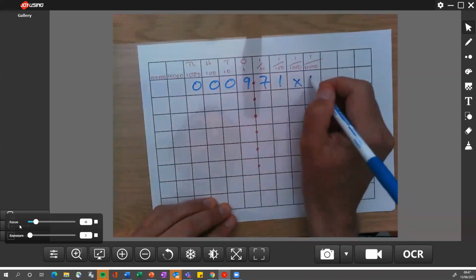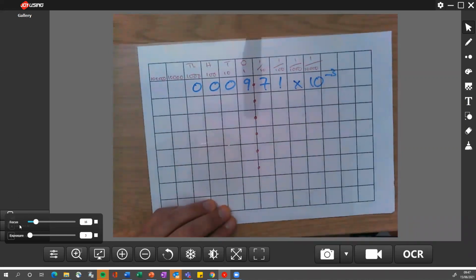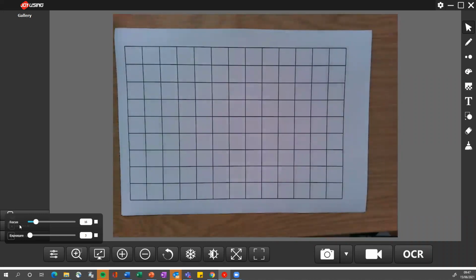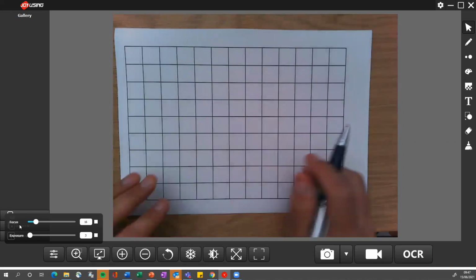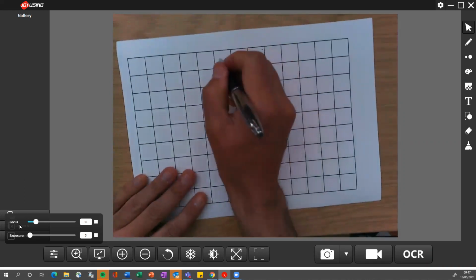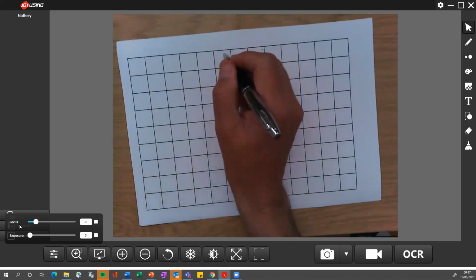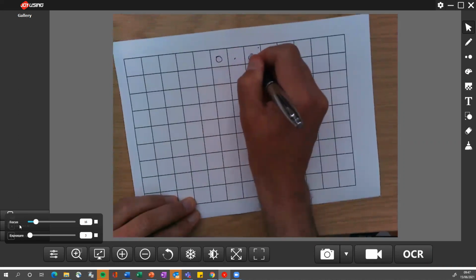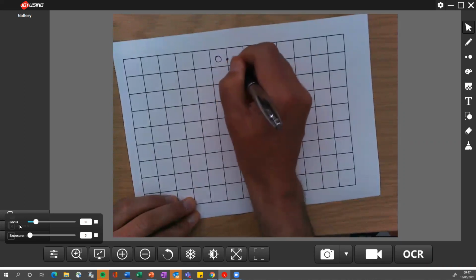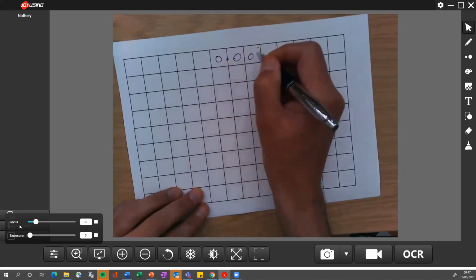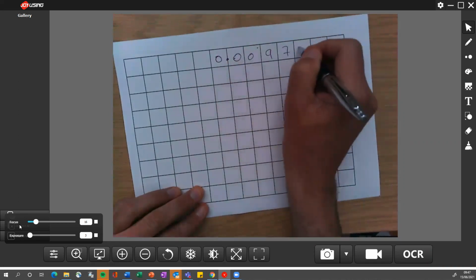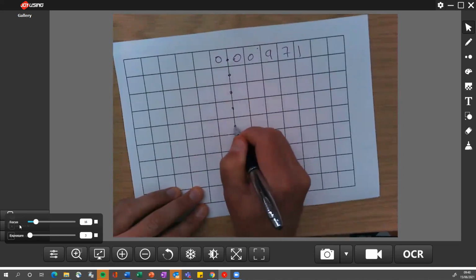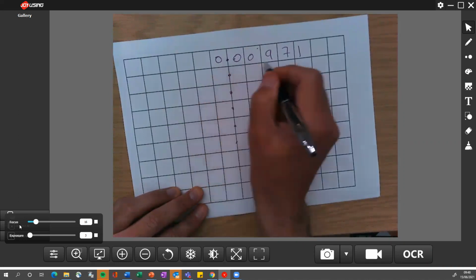So that gives us times 10 to the minus 3. Again, if you lack acetate or you want students to be able to do this at home and maybe in exams as well, then again, we can actually use just a grid on a piece of paper. So I need to put the point there, 0.00971, keeping the decimal point, and then start shifting things.